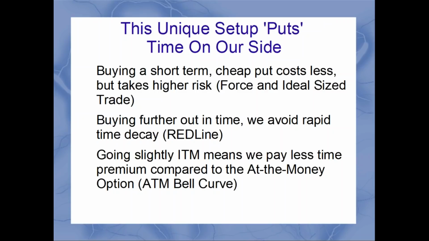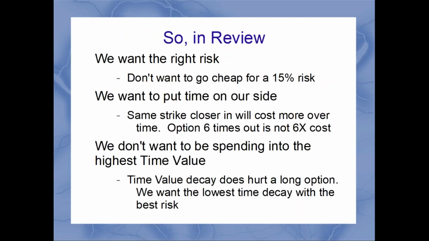When you're selling, you want to be selling closer in, and if reasonable, closer to the money to get the better premium. But when we're buying, we want to be buying further out in time. We want to be buying in the money to control risk properly in this case, and at the same time, paying less into the time premium. You don't want to go to those 10 or 15% risk by buying cheap insurance. We want time on our side, right?